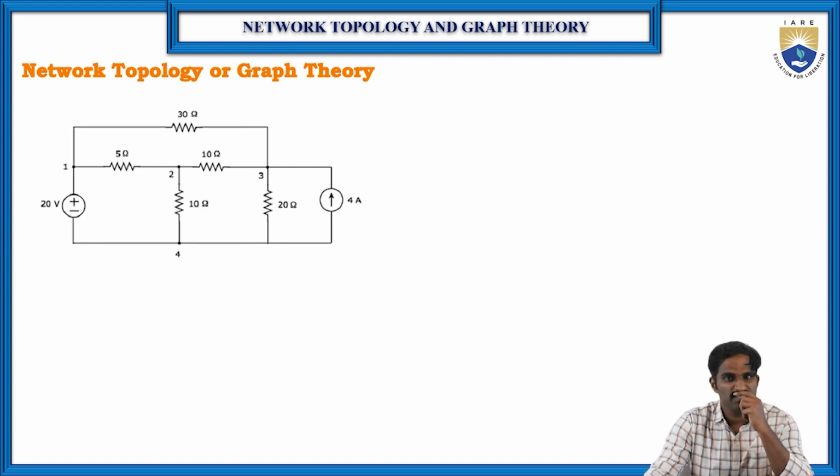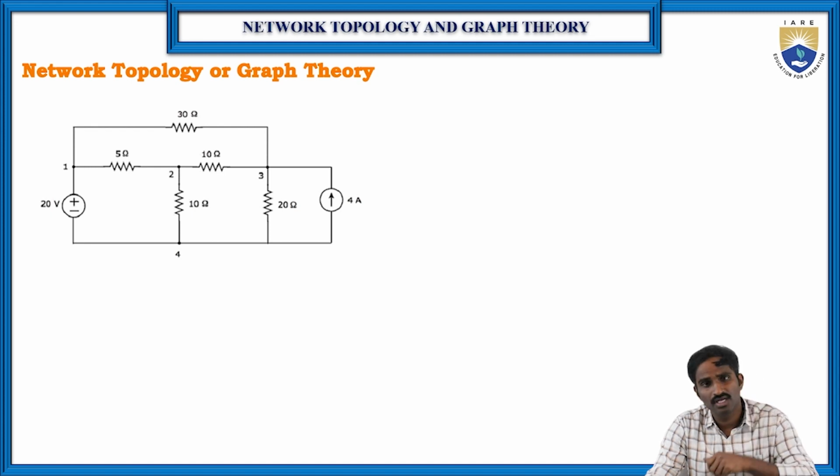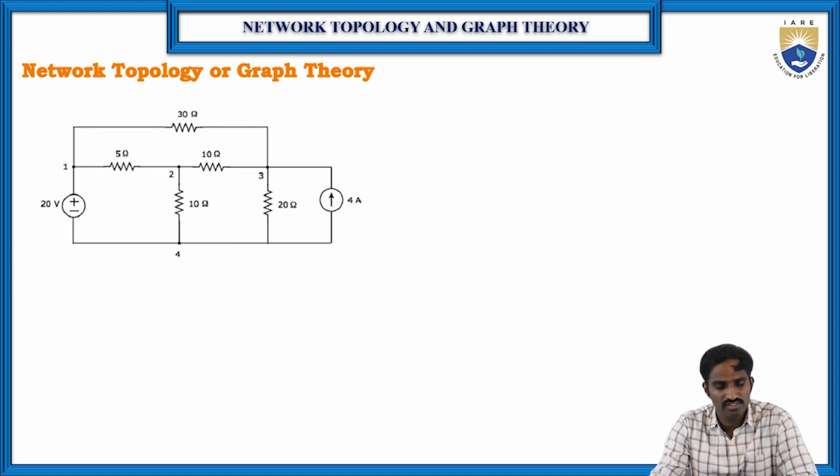Now let us take one example. This is the given network. How can this network be converted into a graph, and for that particular graph, how do we identify the trees and core trees? Let us identify how many principal nodes are there for this given circuit.